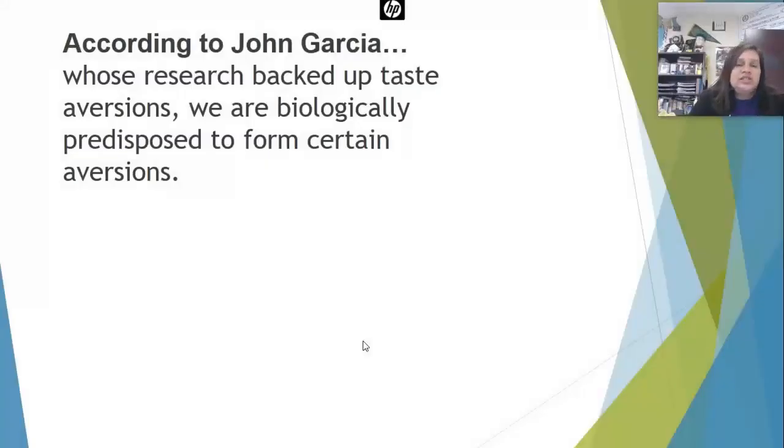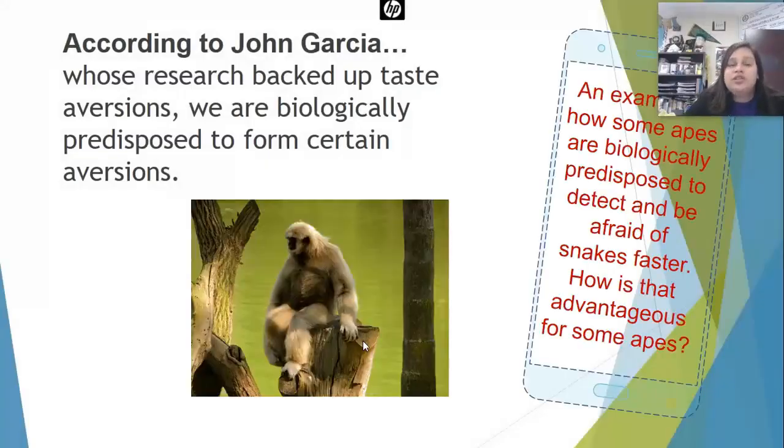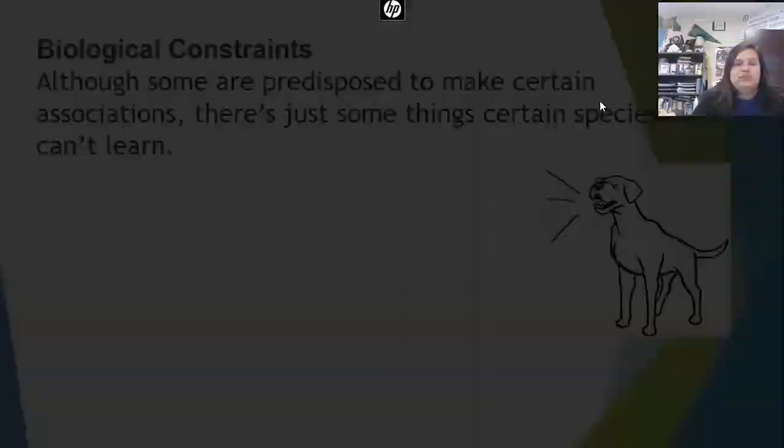John Garcia studied this more in depth, and he said that we're actually biologically predisposed to form some of these aversions to things that are unsafe for us. He studied it in apes, that apes have a natural dislike for snakes because they're dangerous for them. So it's advantageous for them to have this dislike. That we naturally have a dislike for things that are really bitter because historically things that are bitter tend to be more poisonous or unsafe. So he said that there's really a biological reason for taste aversion.